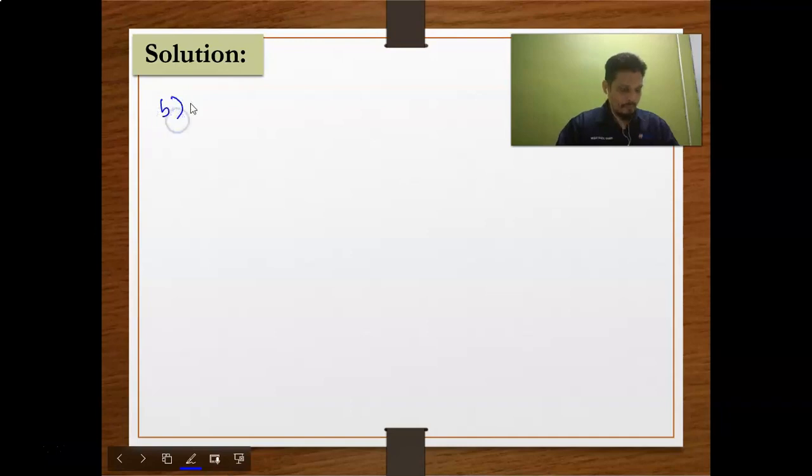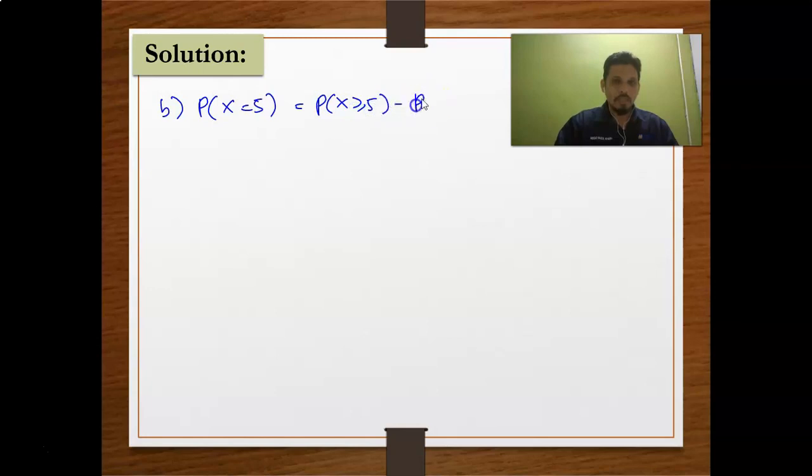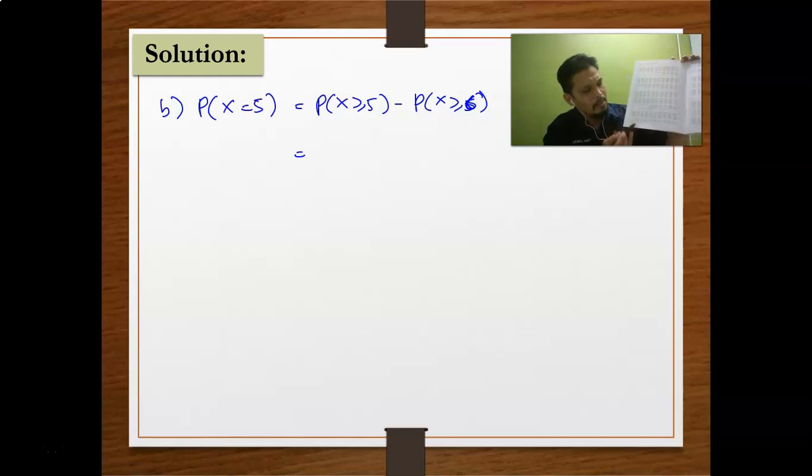For question B, the probability of x equal to 5 is the probability of x greater than or equal to 5 minus the probability of x greater than or equal to 6. We get it from the statistical table books here. Lambda 3.5 and r equal to 5, we refer to the value of r equal to 5 and r equal to 6 down here.